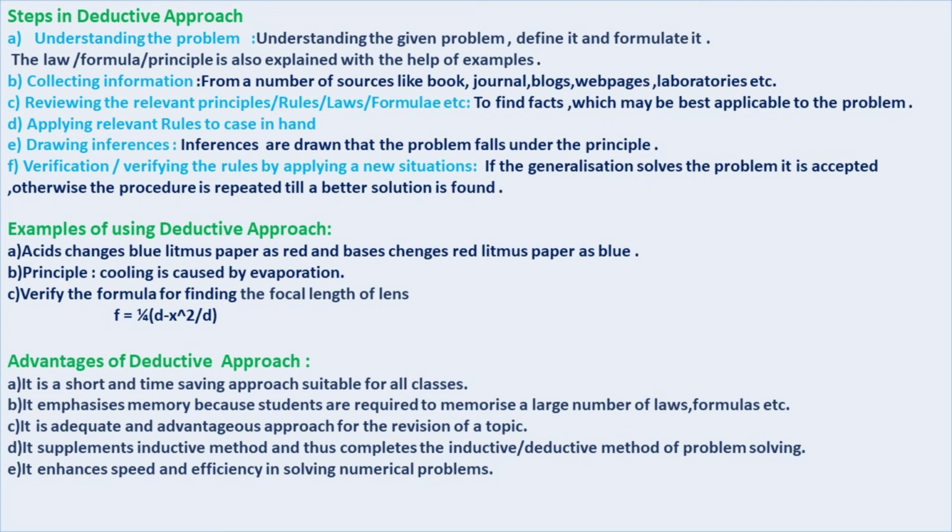Examples of using deductive approach are: acids change blue litmus paper to red, and bases change red litmus paper to blue. Principle: cooling is caused by evaporation. Verify the formula for finding the focal length of a lens by using the equation F equals 1 by 4 of d minus x square by d.